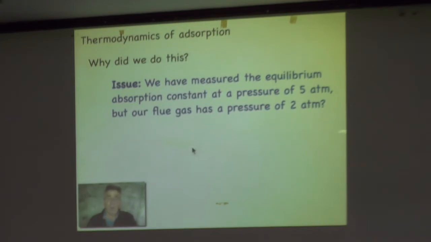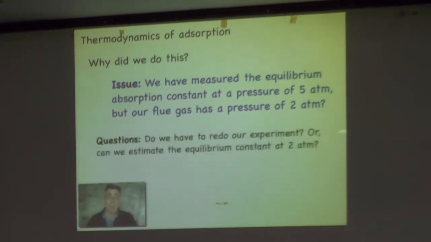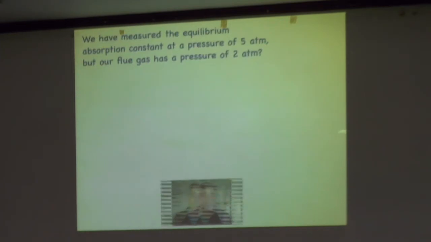Suppose we have the following case. We have measured the equilibrium adsorption constant, kappa, at a pressure of 5 atmosphere. But of course we are being asked to make a design of our carbon capture process at 2 atmosphere. So what do we need to do? Do we need to redo our experiment and remeasure our equilibrium constant at 2 atmosphere, or can we use our derived theory to make an estimate of the equilibrium constant at 2 atmosphere?